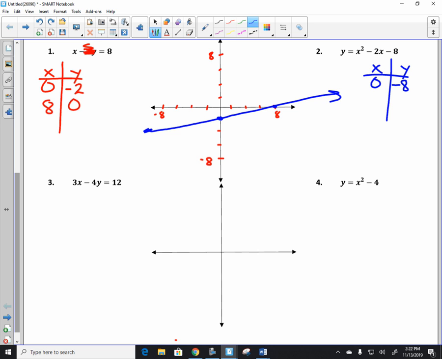And I plug in 0 for Y, and look what I get. 0 equals X squared minus 2X minus 8. Factor it out, you get 2 answers. There's your parabola.